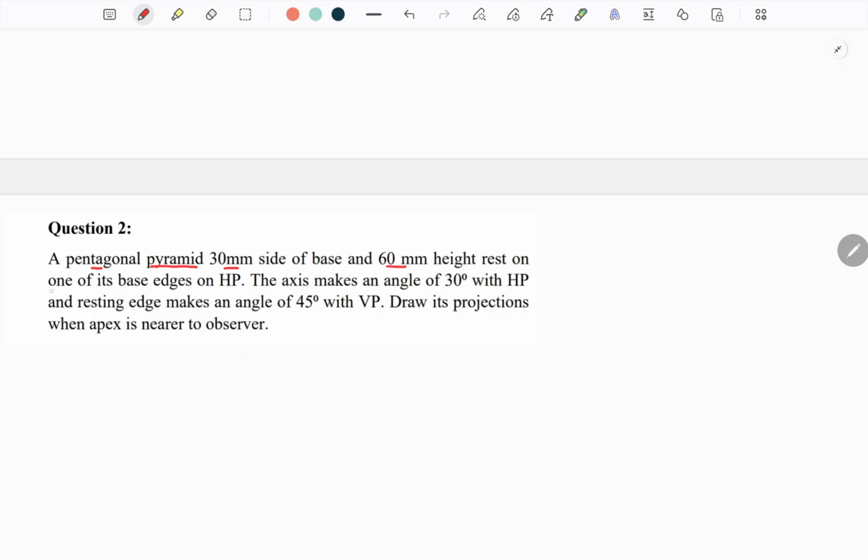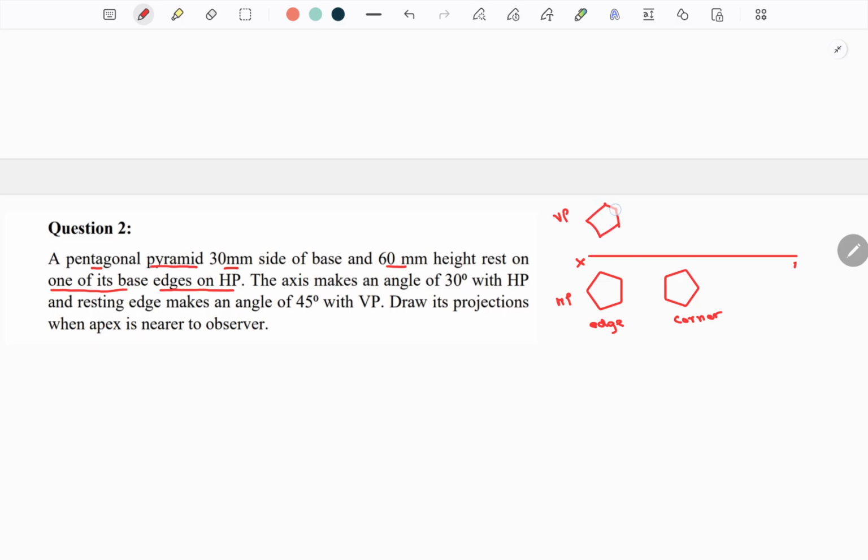Rest on one of its base edges on HP. This is again the edge resting condition. Resting on HP means draw the true shape, base below the XY line. So this is the XY line. Here you draw resting on its edge, which will be somewhat like this. If it is the corner resting condition, then we need to draw it somewhat like this. This is the corner resting condition, and this is the edge resting condition. Resting on HP means below the XY line. If they say resting on VP, you draw it above the XY line.